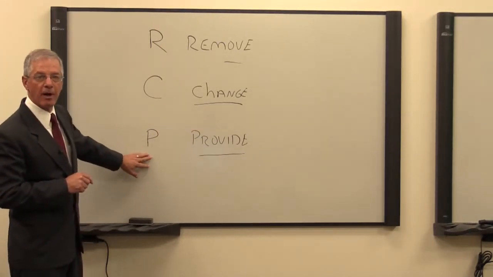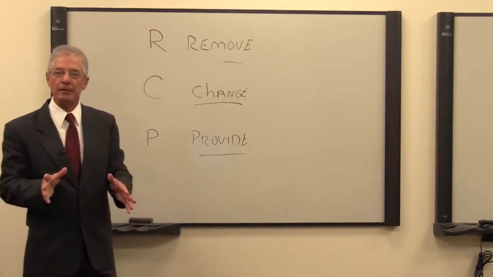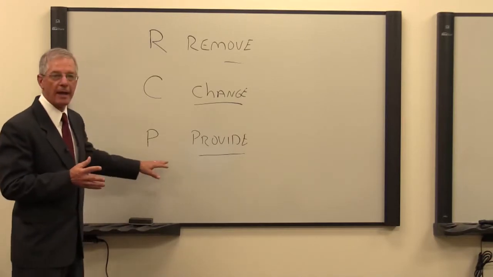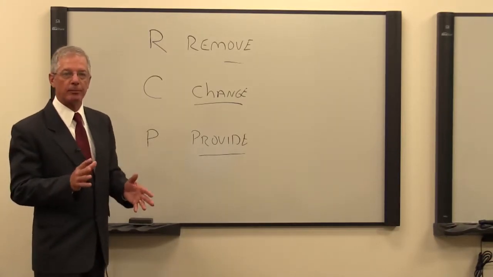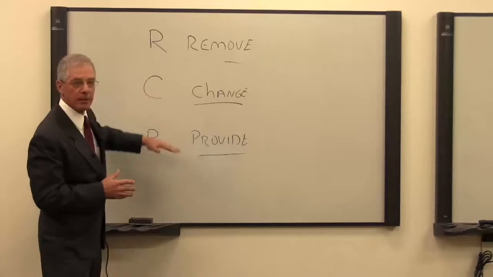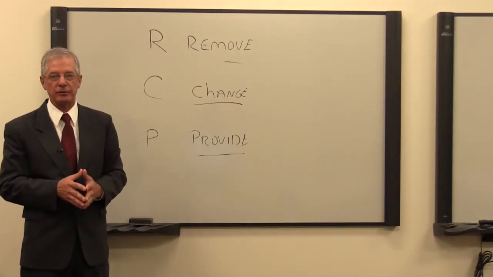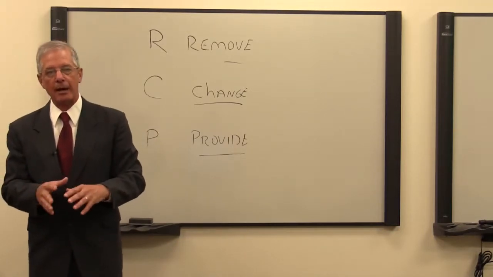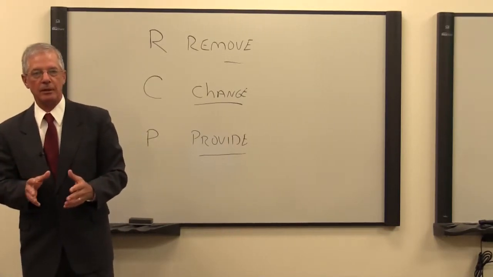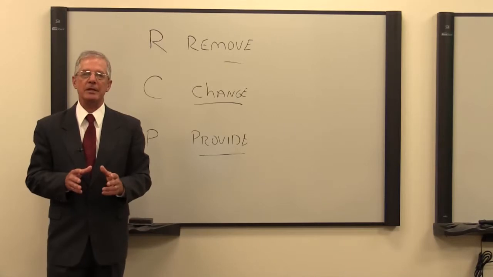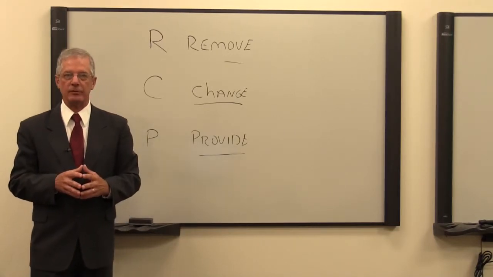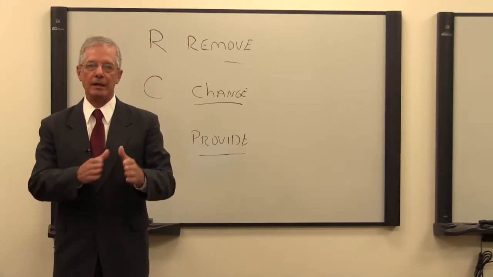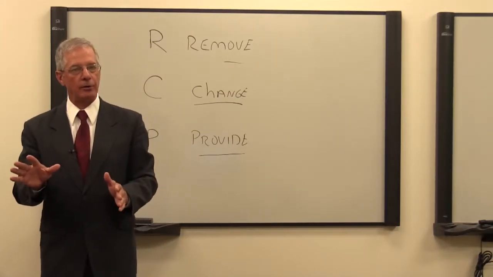P is provide. The problem may be something is missing, a requirement that the environment needs, so provide it. An operational approach may include any combination of RCP type actions. Remember, the operational approach shapes the mission and a broad concept of the operation. It also provides the details that will shape the commander's guidance and intent. It is the commander's description of what needs to be done, not how to do it.